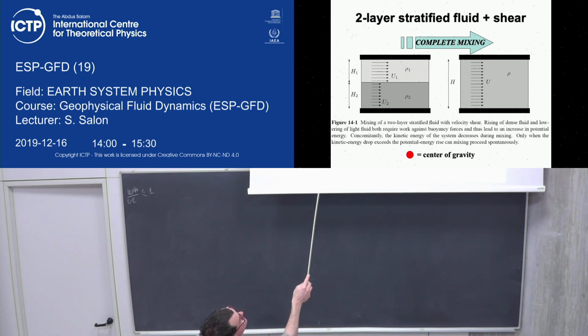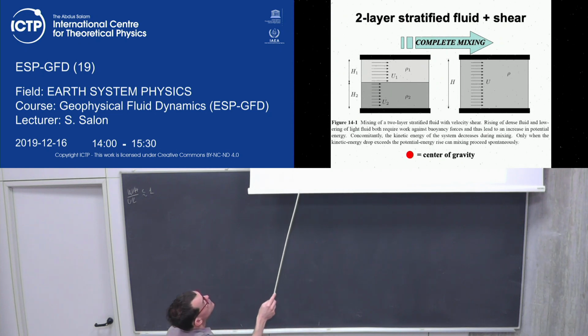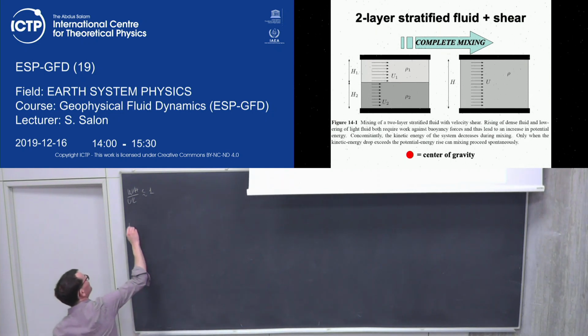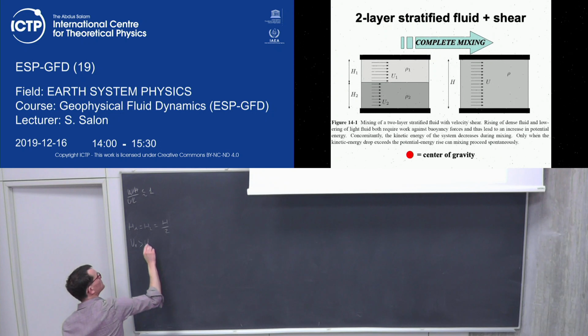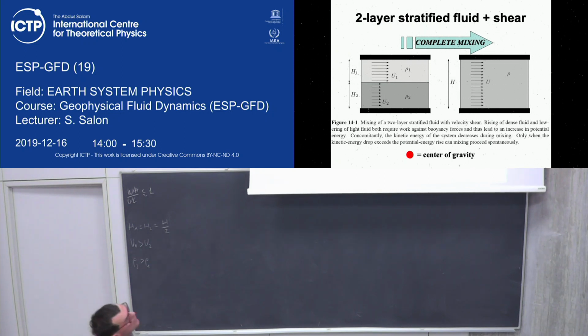There is also a shear, so we have velocity u1, which is larger than velocity u2, okay? And the two fluids occupy half of this channel each: h1 equals h2 equals h over 2, total h divided by 2, with u1 larger than u2, and rho 2 larger than rho 1. Okay.